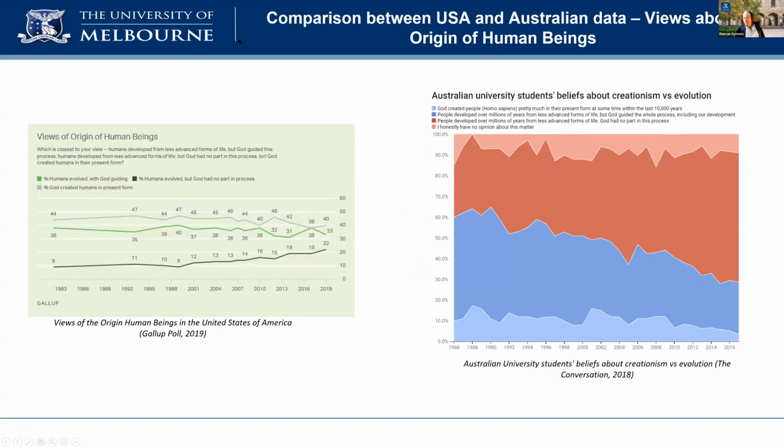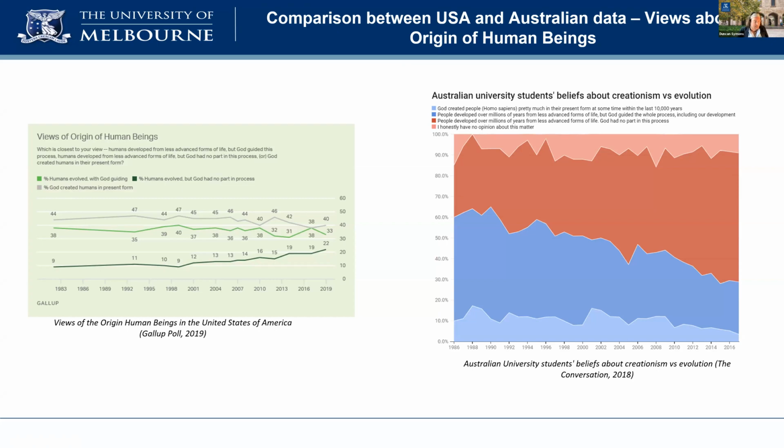That brings me to the views that we have as humans of the origin of our species. I've got two tables here. One is a Gallup poll from the United States, and it runs to 2019. The other one is a poll that was created by The Conversation in 2018. It's important to note that the Australian study had a specific population. They were uni students, and I think that would make some sort of a difference.